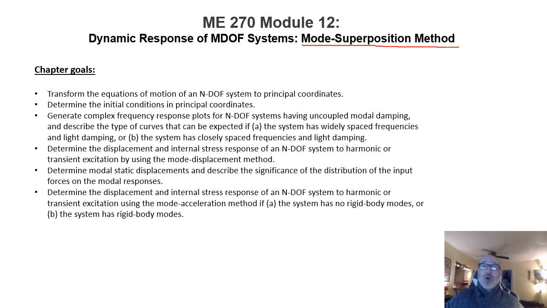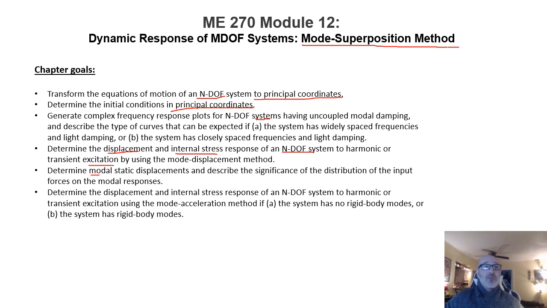For the chapter, though, what we're going to be looking at is the transform of equations of motion for an n degree of freedom system to principal coordinates. We're going to determine the initial conditions in principal coordinates. We're going to generate some complex frequency response plots for these systems. We're also going to take a look at the displacement of internal stress response for these n degree of freedom systems to harmonic or transient excitation.